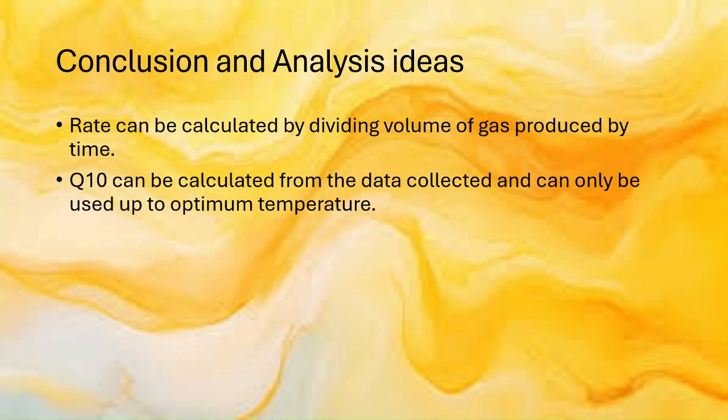So the formula for the temperature coefficient would be dividing the rate of the higher temperature over the rate of the lower temperature, and you will get a number which will tell you what the temperature coefficient is.